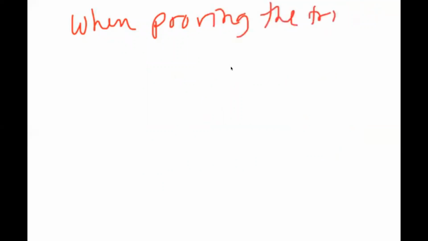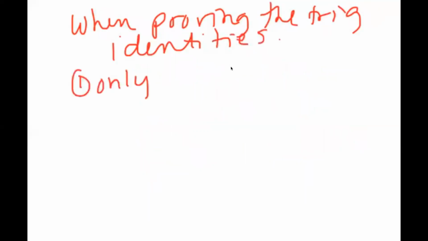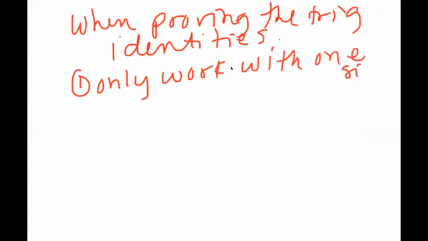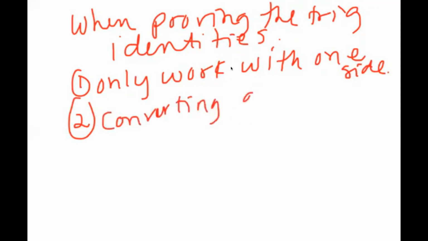So now, guys, when you are proving these trig identities, here are some rules to follow, okay? They're not in any particular order, but these are some things to keep in mind, which will help you to get through these trig identities. Number 1, only work with one side, guys. You don't need to work with both sides. You only need to work with one side so you can get to the other side, okay?